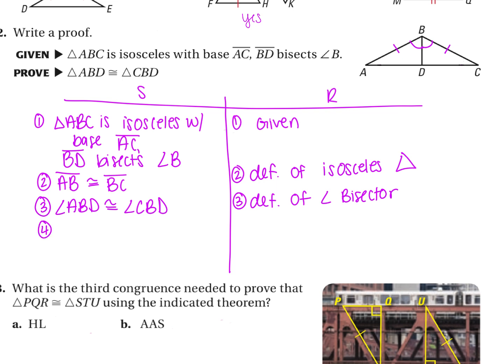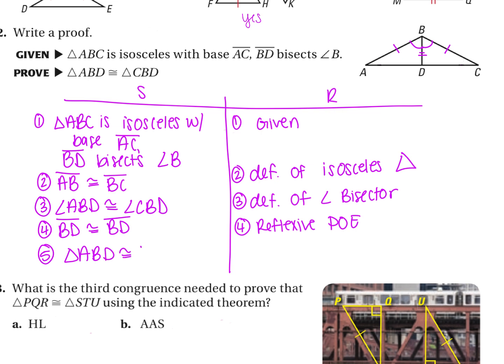And then 4, what do I know? I know that they're sharing a side. So I can then say BD is congruent to BD because of the reflexive property of equality. And then I'm drawing those segments. Now, can I prove that my triangles are congruent? Yes, I can. Triangle ABD is congruent to triangle CBD by side, angle, side, and I'm done.